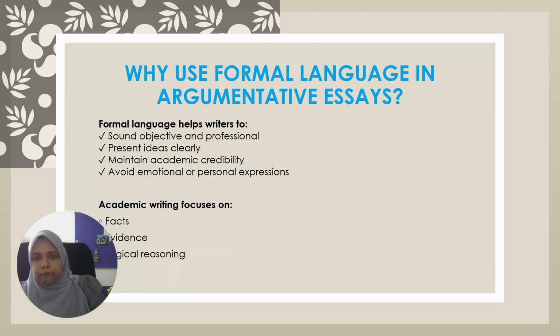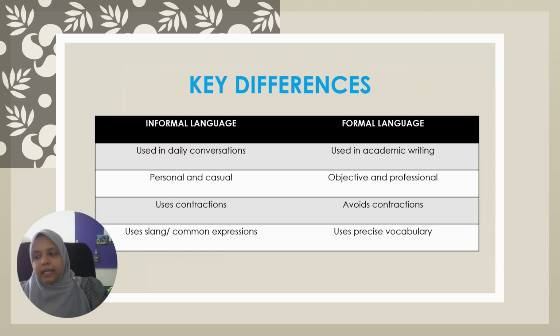Academic writing focuses on three aspects, which are facts, evidence, and logical reasoning. Even though we know that argumentative essay need to have a clear stance, still you need to support using evidence, facts, and also logical reasoning. The next slide is on the key differences between informal language and formal language.